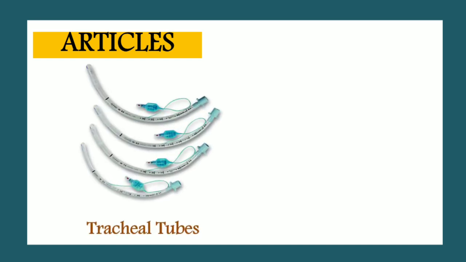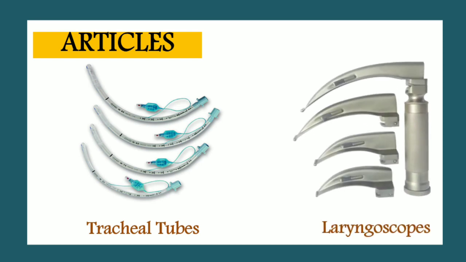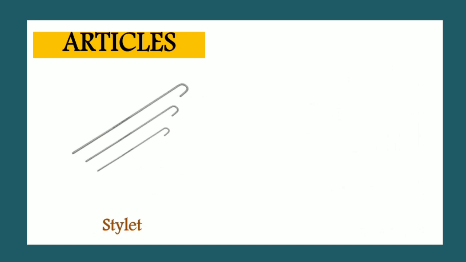Articles required for intubation. Endotracheal tubes. It is of various sizes and it is taken according to the age of a person. Most probably for the adult, for female 7.5 can be used and for male 8 can be used. And laryngoscopes, stylet and bougie. These are the articles that are used if the patient has difficult intubation.